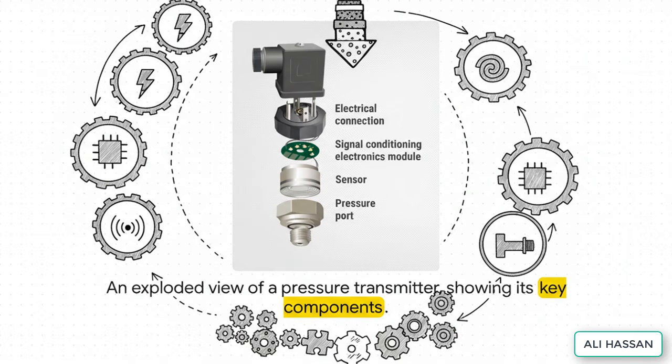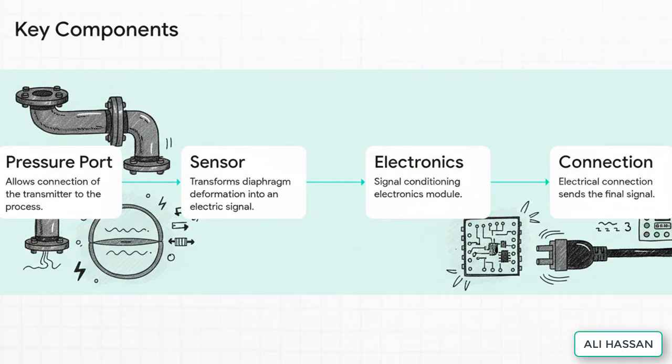Let's break them down. Let's start from the bottom, where the action is. First, you have the pressure port. That's the bit that physically connects to the process. Right above that is the real star of the show, the sensor. That's what actually feels the pressure. Then you've got the brains, the electronics module, which does all the translating. And finally, the electrical connection sends that 4 to 20 milliamp signal on its way.